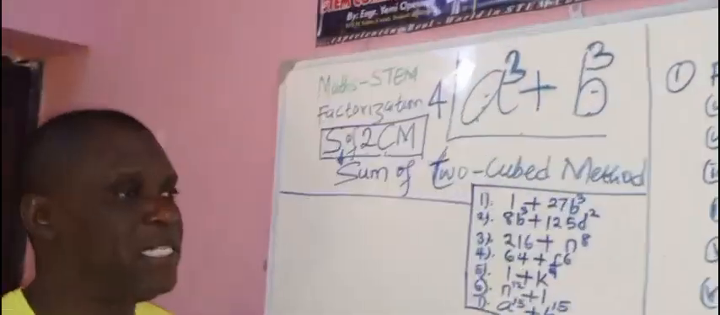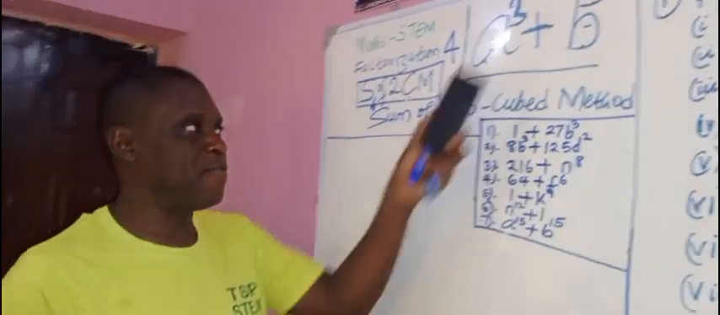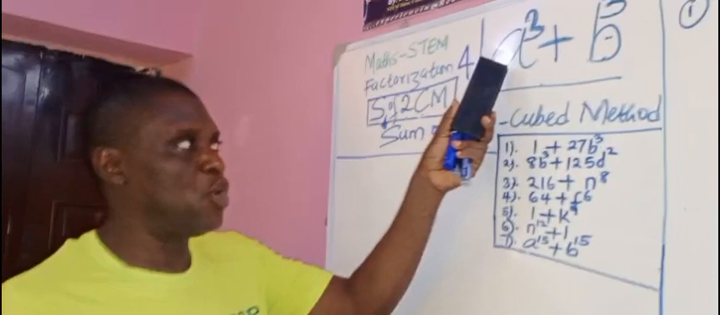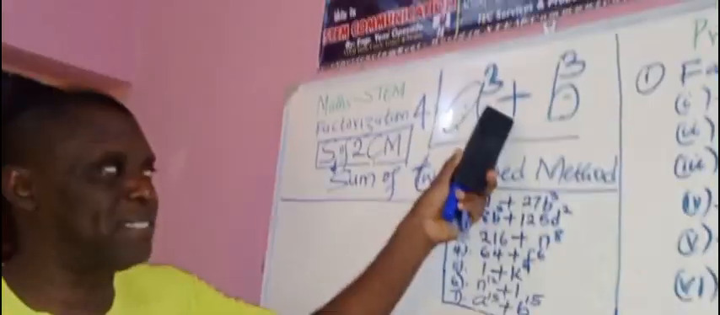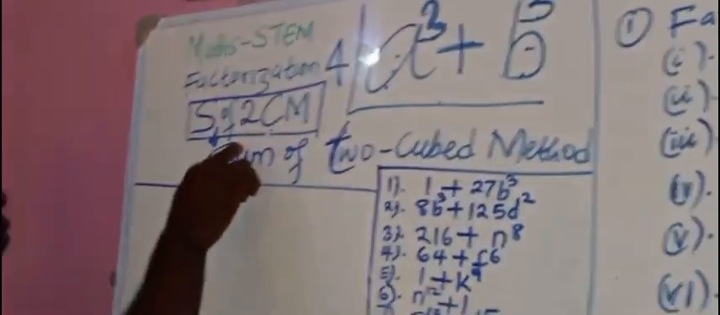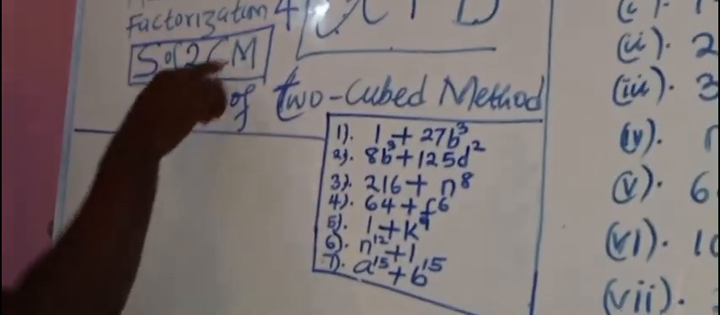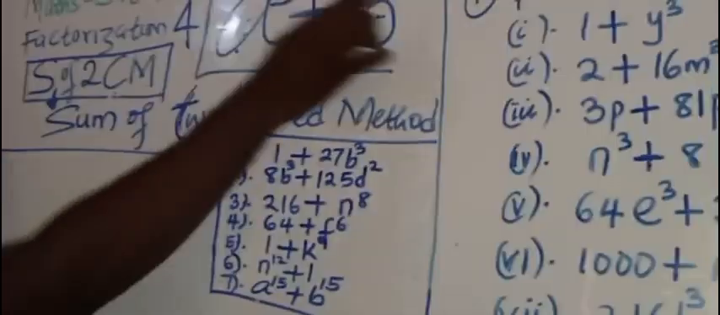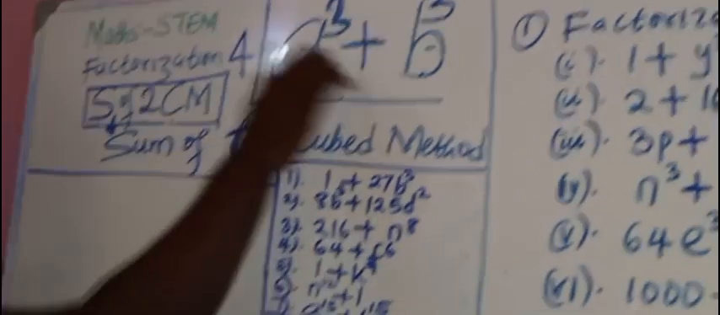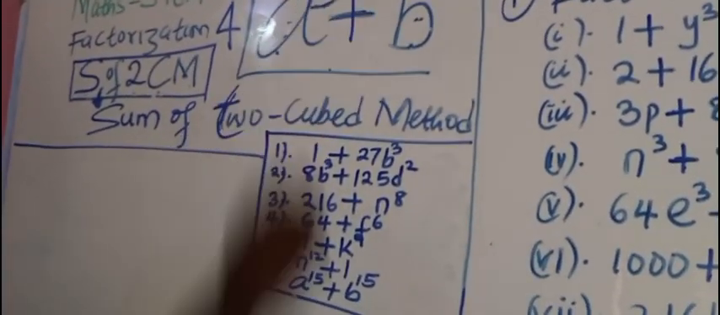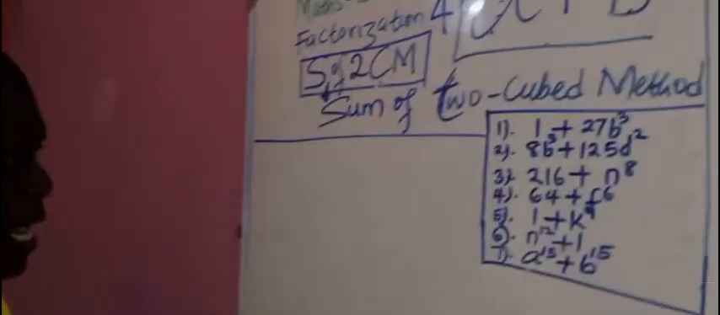During the last edition of this, we looked at the difference of 2 cubes method. Though it's 2 cubes, that one is different, it is subtraction. Today we are looking at the opposite of that, when it is plus. Okay? Sum of 2 cubes method. It means that 2 things are raised to the power of 3, cube. Sum means addition.